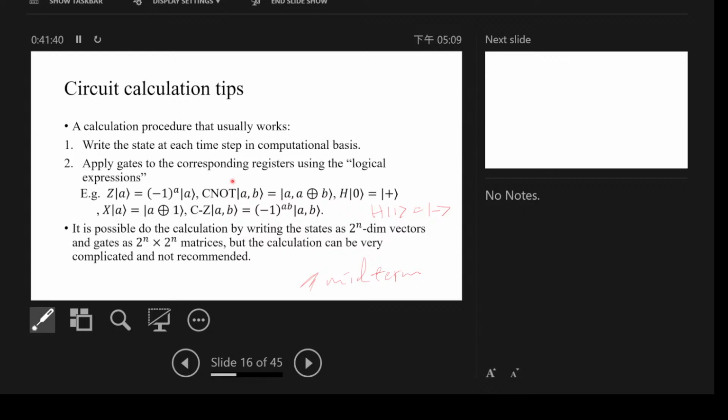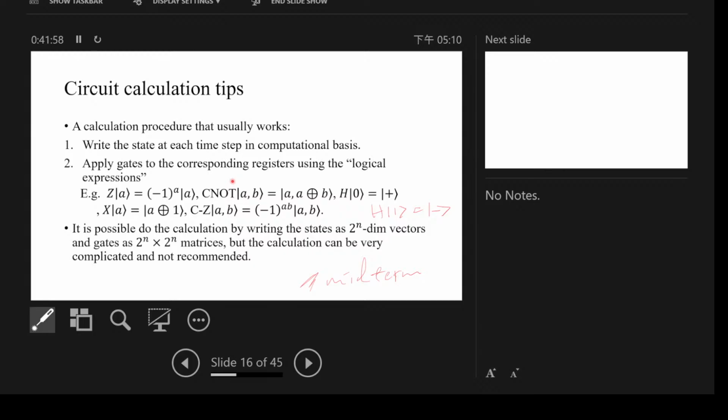Okay, and finally, a bit of a tip. This is not actually extra, but it's a very nice tip for doing pen and paper calculation of those quantum circuits.